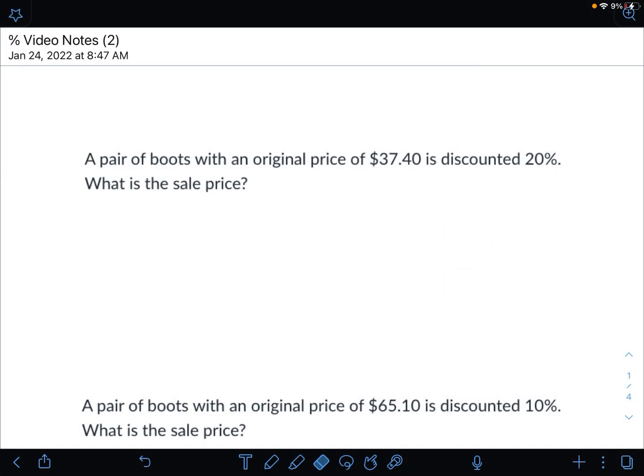Okay, so now let's take a look at percentages. So now this is exactly what we've been doing earlier, and we've modeled it with, like, a line thing, but now we have use of a calculator. So let's talk about how we can figure this out.